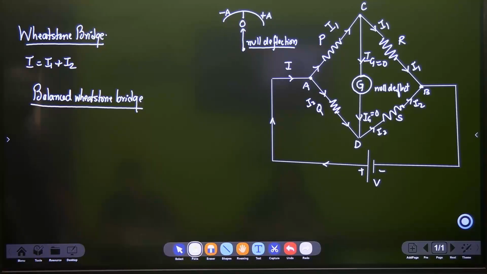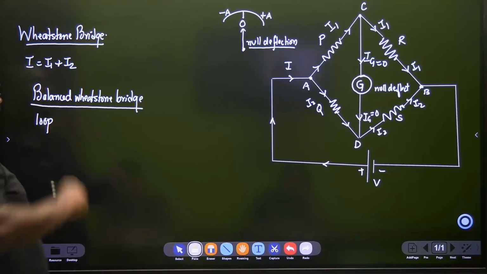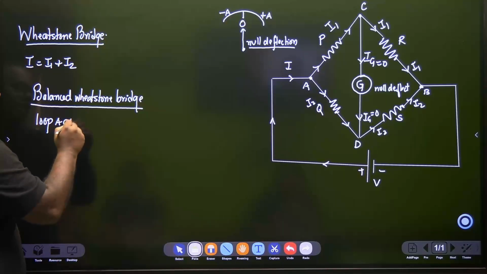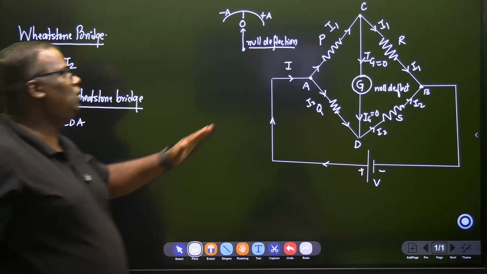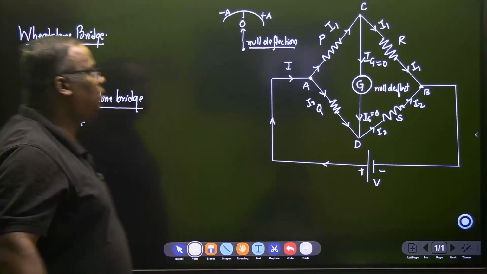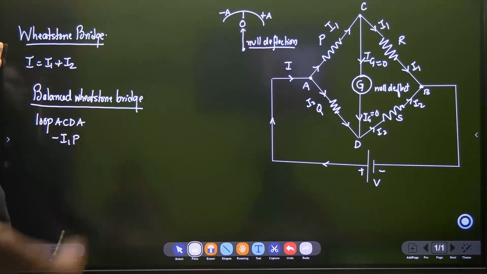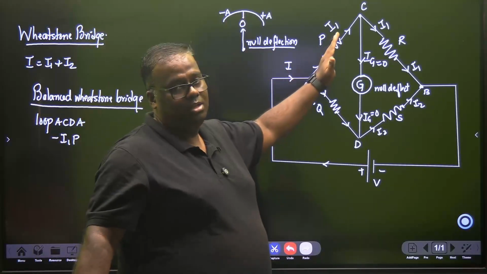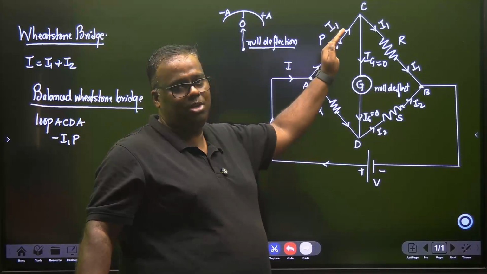Shall we? Okay. So what we do, we apply Kirchhoff's law and we take a loop. Let's take the loop ACDA. Now in the ACDA loop, I'm going through this side, so the potential will drop. So it's a negative I1 into P. Do you agree? Negative I1 P. I'm not writing each branch separately. I hope you'll be able to understand. Negative I1 P. Come down here.